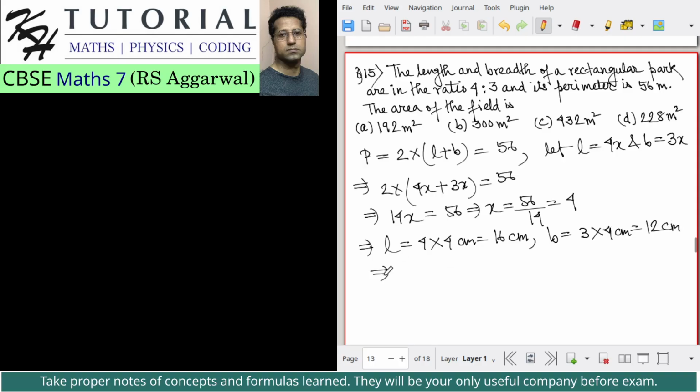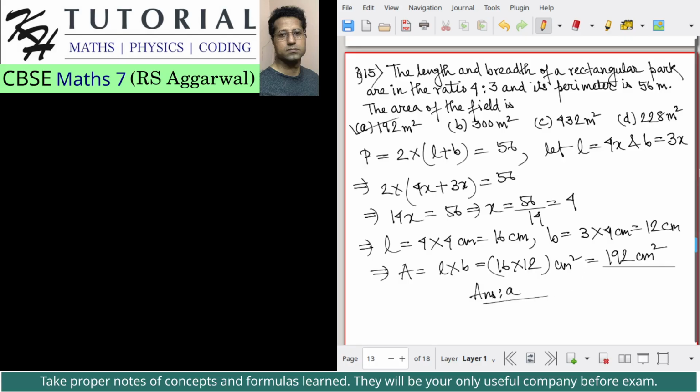So we have found the length and breadth of the rectangular park. So the area is equal to length multiplied by breadth, which is 16 multiplied by 12 centimeter square. How much is 16 multiplied by 12? It is 192. So 192 centimeter square is the area of the rectangular park. So the correct choice is A. A is the correct choice.